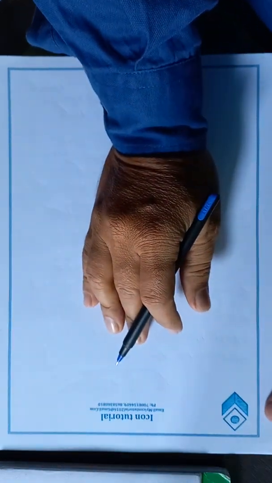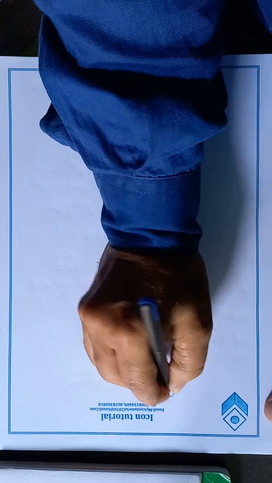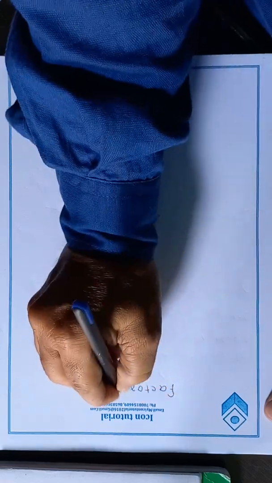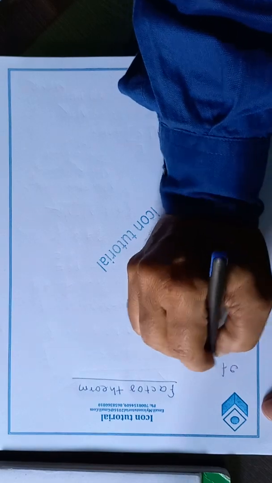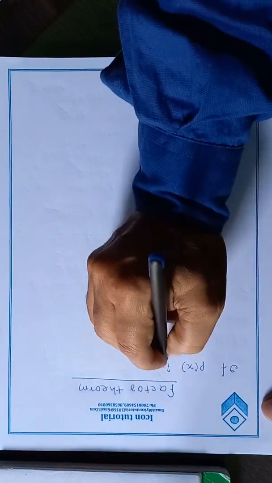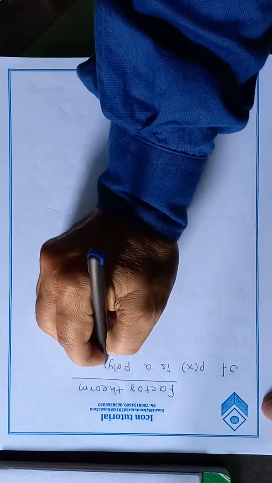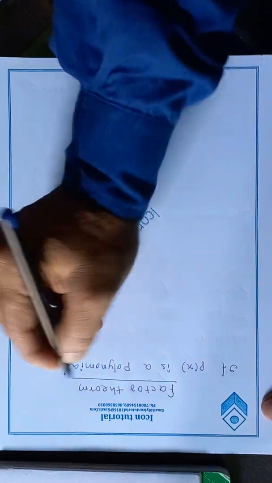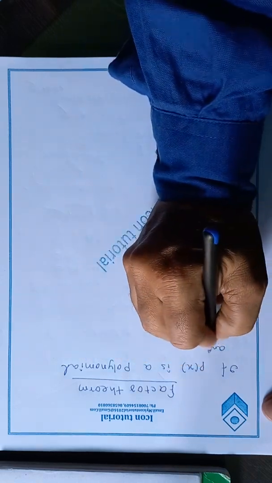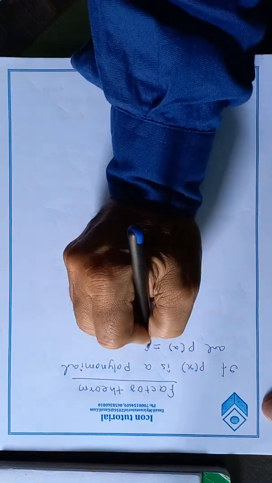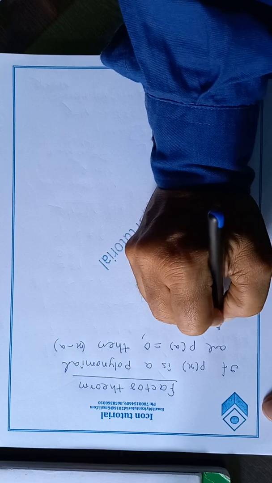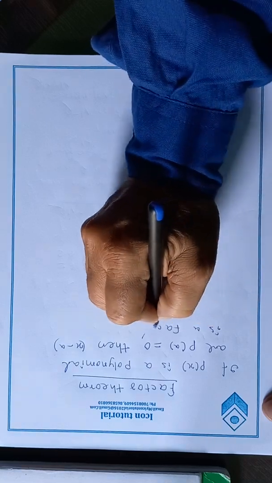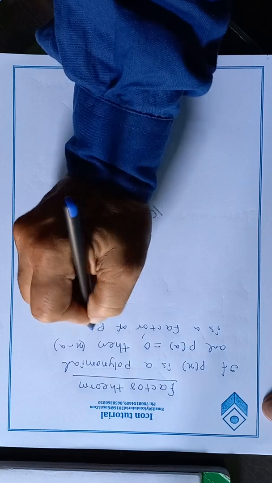Today we'll discuss the factor theorem. Understood? Factor theorem. So what is the factor theorem? If P of X is a polynomial and P of A is equal to 0, then X minus A is a factor of P of X.